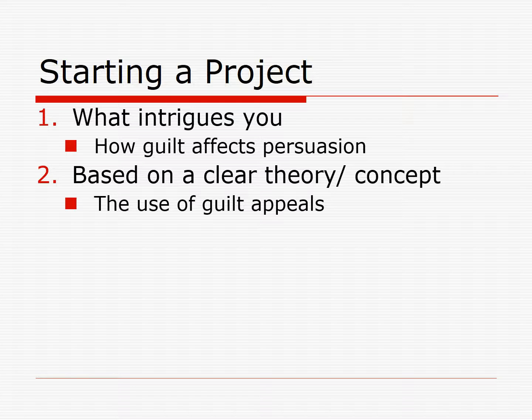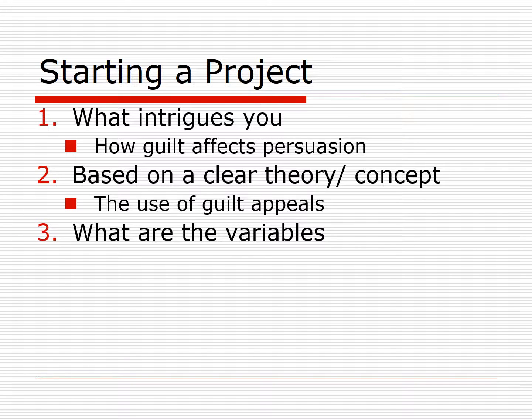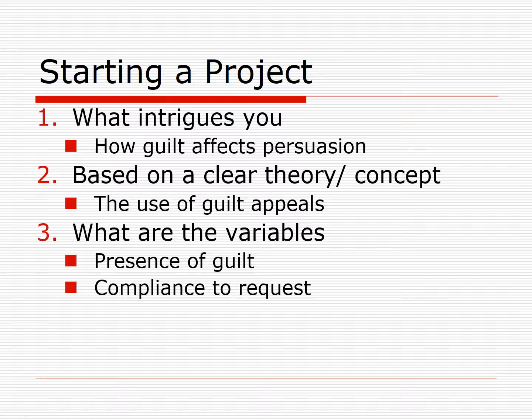And so the theory or concept a person would be using here would be the use of guilt appeals. Guilt appeals to get people to comply with a request. Right? A researcher then has to decide what are the variables in the study. What things am I going to be messing with, and then what outcomes am I going to be looking for? Right? The variables are really the things you mess with. You make high, you make low, right? You make present or not present, and then the things you're looking to see how they're affected by that. So in this case, you're looking at the presence of guilt, and then say a person's compliance with a behavior.